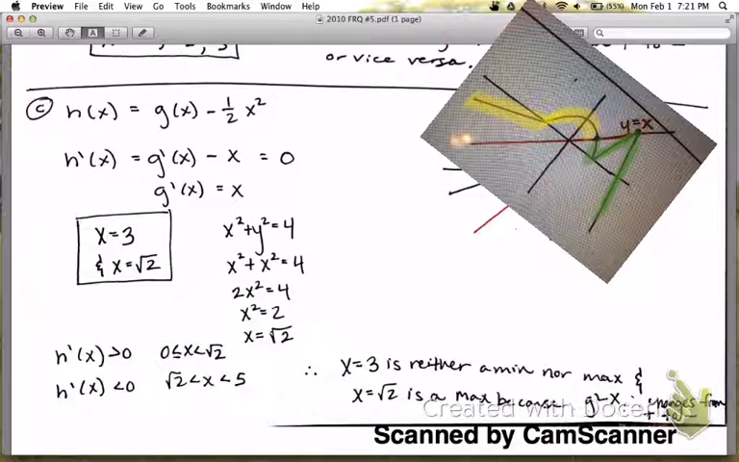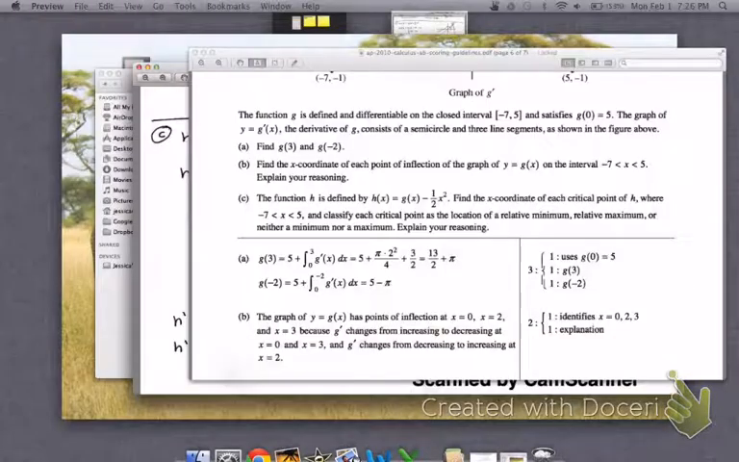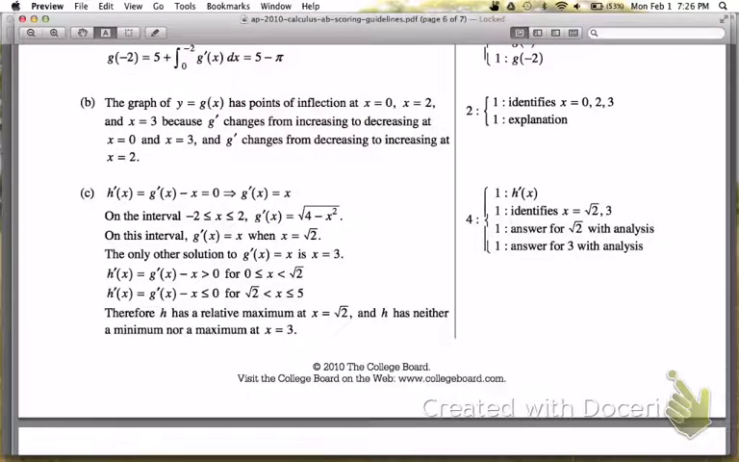Now let's look at what the AP writers actually came up with as their answer. So look how long their answer is. Remember, it's worth 4 points, but you can get partial credit a lot. You get 1 point for finding h prime of x. Super easy. That part was like the easiest part. You get 1 point for identifying x equals radical 2 and 3. Maybe a little bit more difficult, but again, I think you guys could easily do that. You get 1 point for the answer for radical 2 with an analysis, and 1 point for the answer for 3 with an analysis.